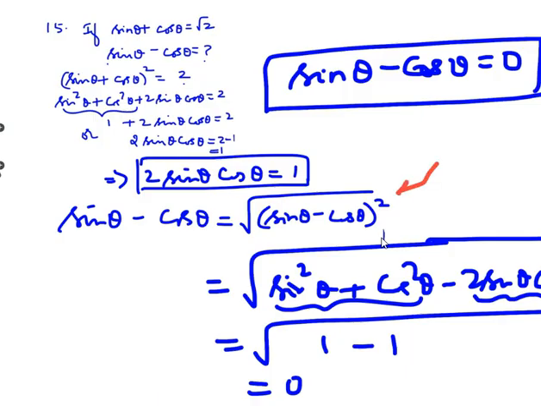No, we have to find it because we don't know what sin theta minus cos theta is. So to find it, we are using this formula. When you expand this, we have all the data for expanding it. If you don't expand, we don't have anything. Okay.